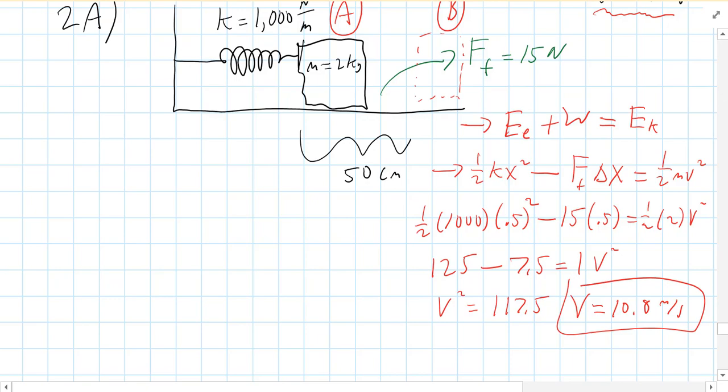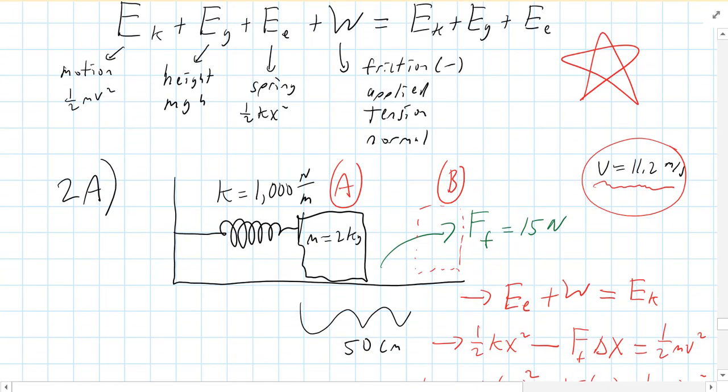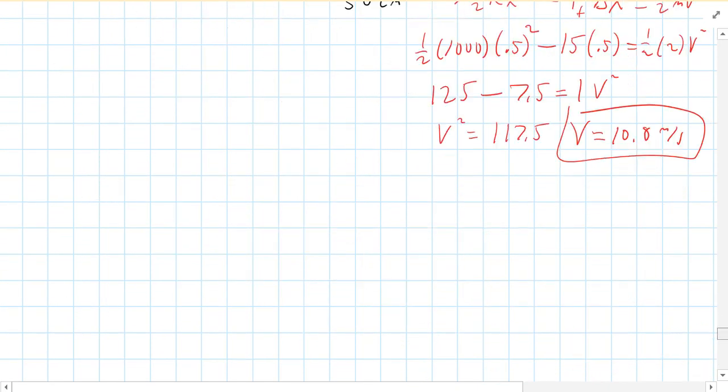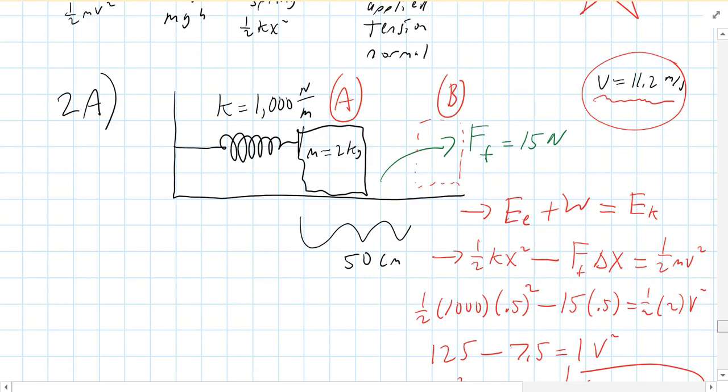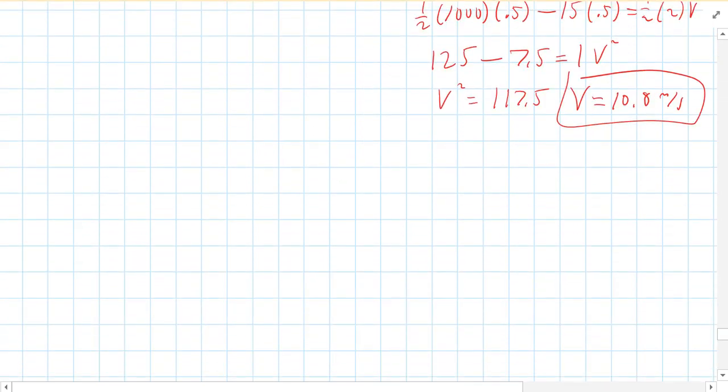So it's going a little slower than it would have without friction. Without friction, we had 11.2 in the previous video, and now we got this frictional force acting in here. Now it's 10.8. Okay. All right. So that's example 2A. Now, example 2b is much shorter.